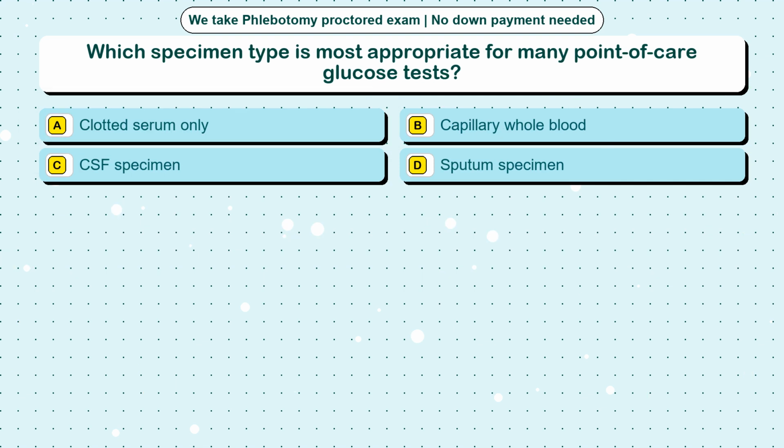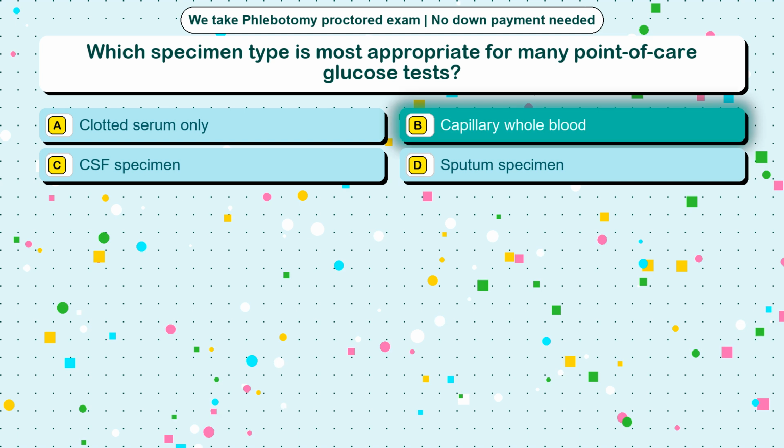Question 52. Which specimen type is most appropriate for many point-of-care glucose tests? Option A, clotted serum only. Option B, capillary whole blood. Option C, CSF specimen. Option D, a sputum specimen. The correct answer is option B, capillary whole blood.